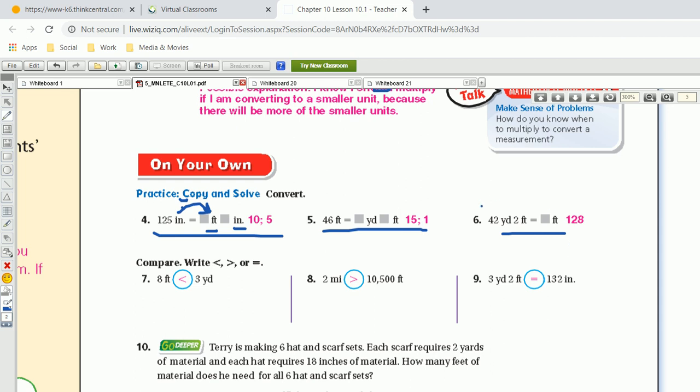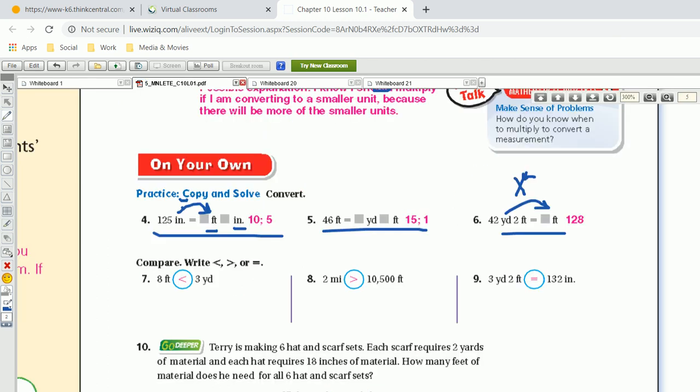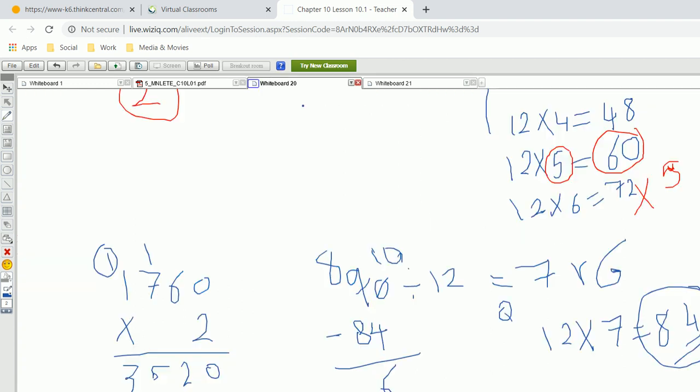Okay, let's move to number 6. We have 42 yards and 2 feet equal how many feet? So we want to convert yard to feet. Is yard smaller than feet or greater than feet? Yard is greater than, so what we're going to do, we multiply. Multiply by what? How many feet in 1 yard? Let's move to this diagram. We have feet here and yard here, equal 3. So multiplied by 3. 42 multiplied by 3 equals what?